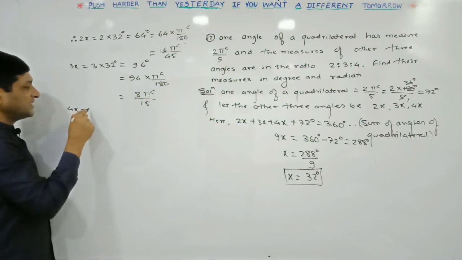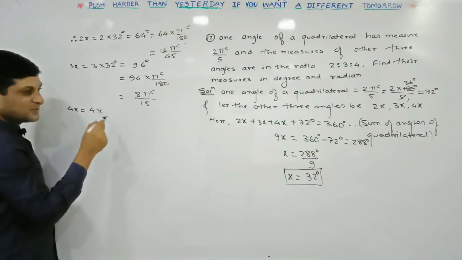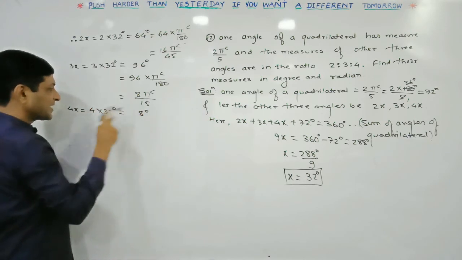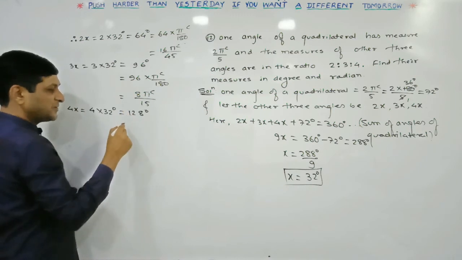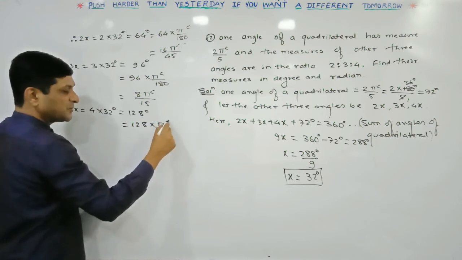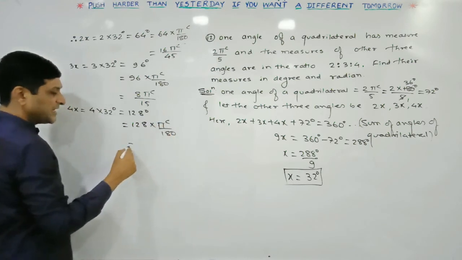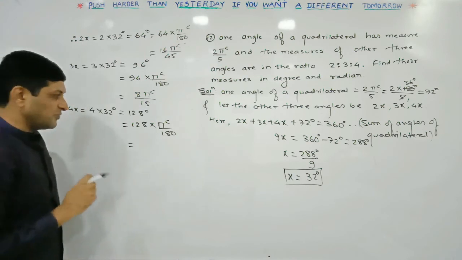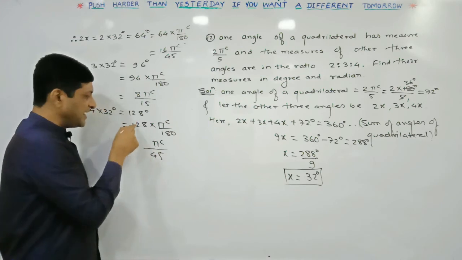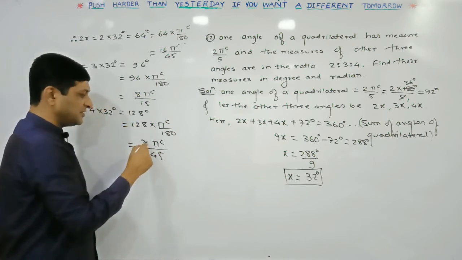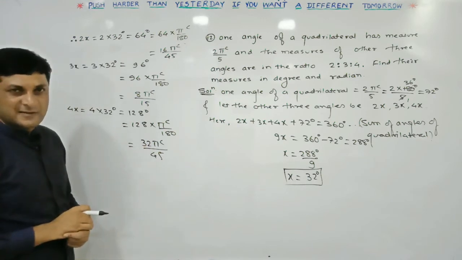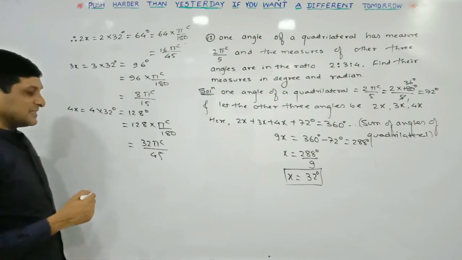The last angle of the quadrilateral is 4x. So 4 into x, which is 32. Let us simplify it. 4 into 2 is 8 and 4 3s are 12, so 128 degrees. So the degree measure is known to us. To find its radian measure, we multiply it by pi by 180. Now here we can observe that both the numbers are divisible by 4. Dividing the denominator by 4, we get 45, and dividing the numerator by 4, we get 32. Just simply divided by 4. In this way we have got the fourth angle also, in radians and in degrees.